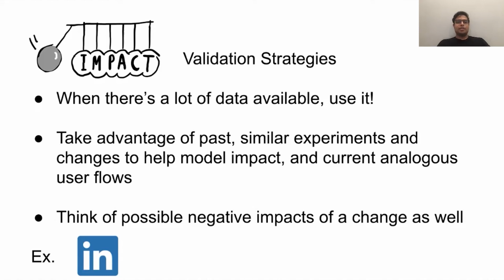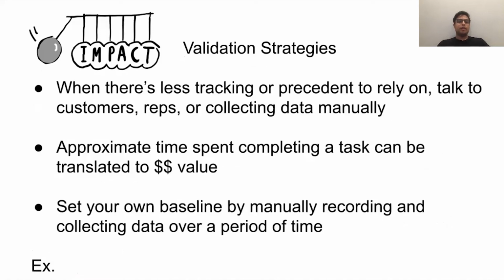Now, when your organization has very little tracking or experimentation infrastructure and a lack of past data to lean on, there are other strategies you can use to estimate impact. For example, approximate time spent completing a task can be translated to monetary cost. For projects to improve internal processes, you can convert time spent to cost based on the all-in hourly rate of your success or product ops reps.